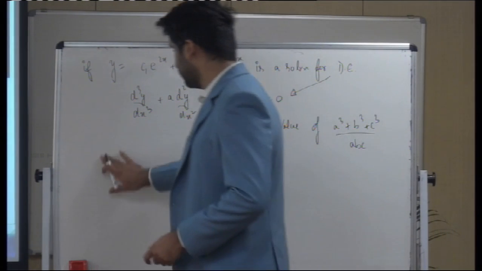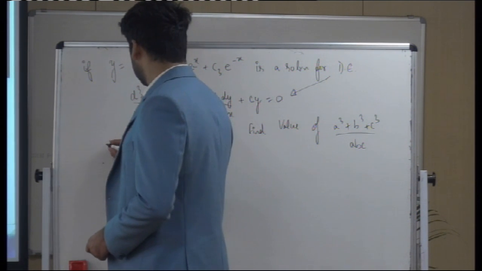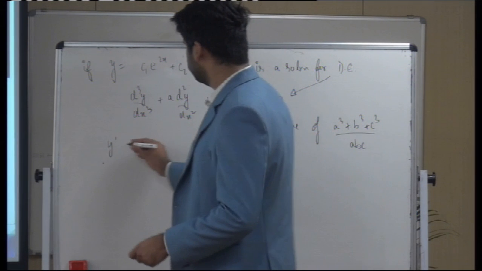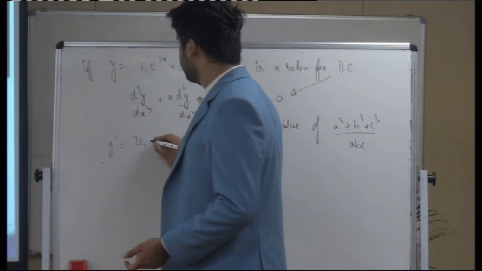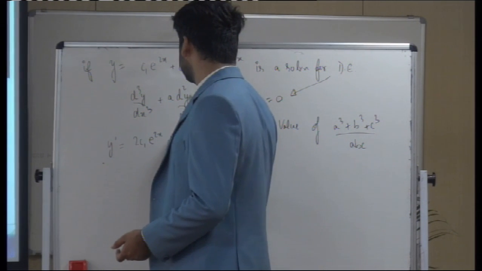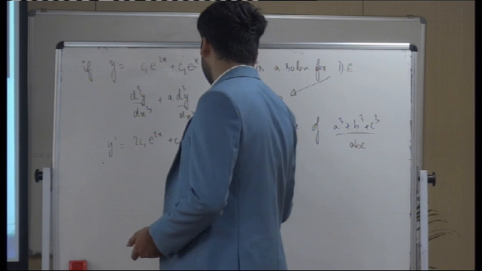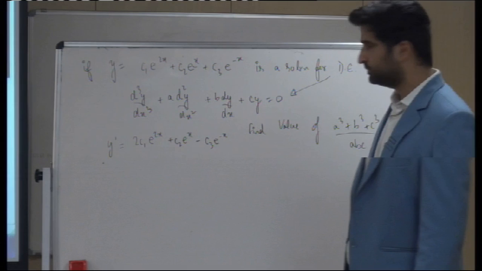So let's solve this. First, this is given as y. Let's see the value of y dash, which is dy upon dx. It will be 2c1 e to the power 2x plus c2 e to the power x minus c3 e to the power minus x.